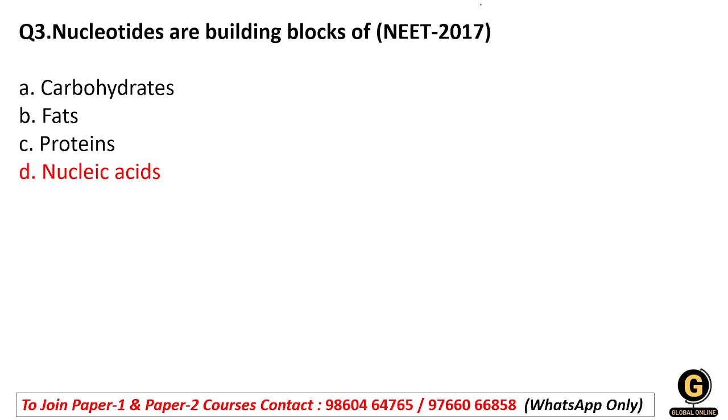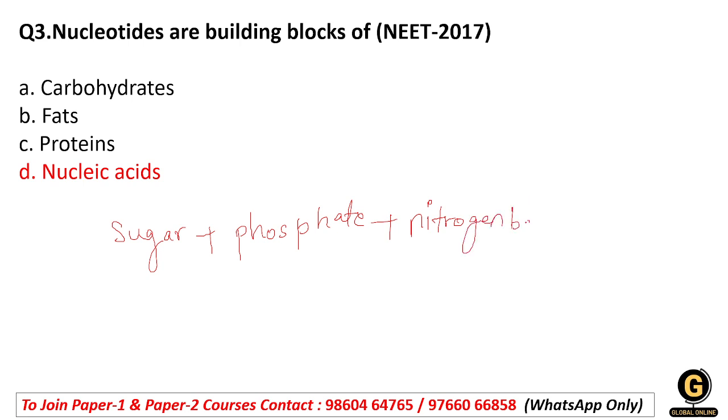Yes, nucleotides are nothing but made up of sugar, yes, sugar plus phosphate and plus nitrogen base. Yes, these are made up of, this is the composition of nucleotide. Yes, students? So these nucleotides are the monomers of DNA and RNA. Yes, these nucleotides form DNA, RNA, which are nothing but the nucleic acid. So the answer is option number D, that is nucleic acid.